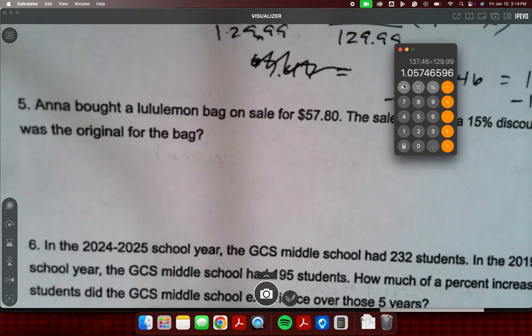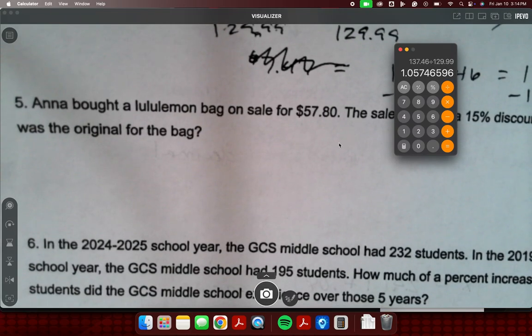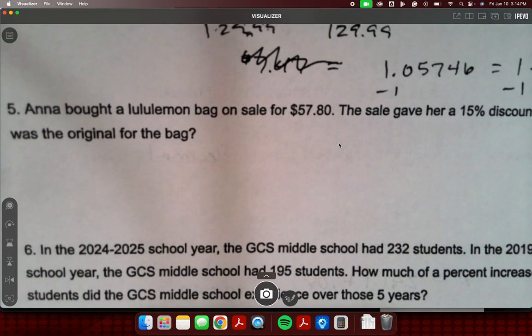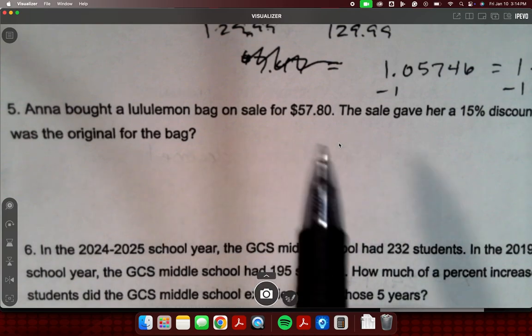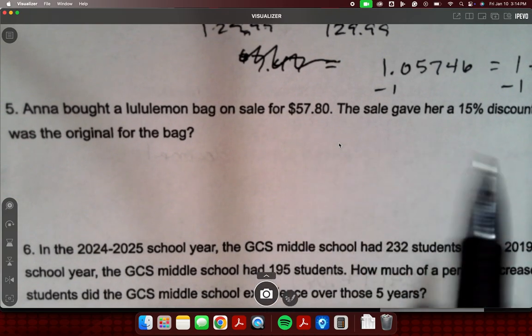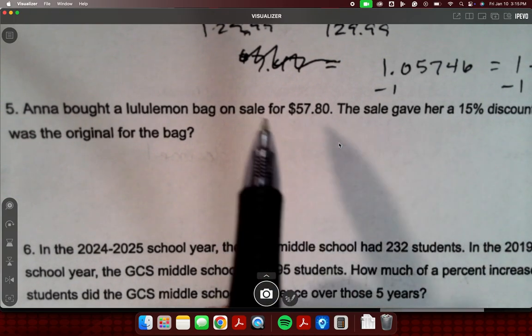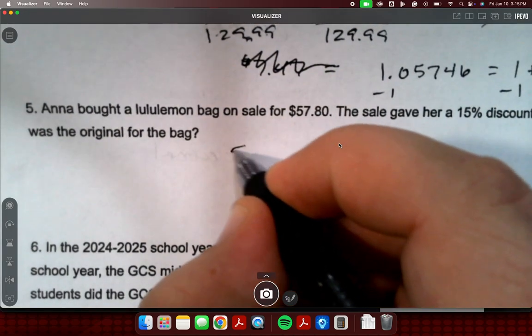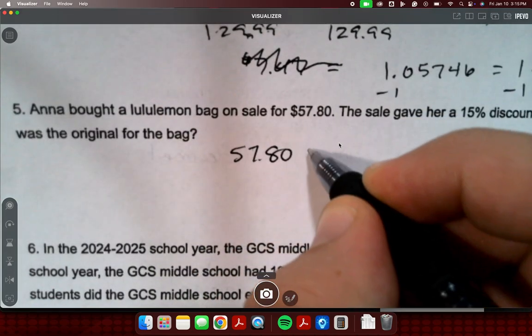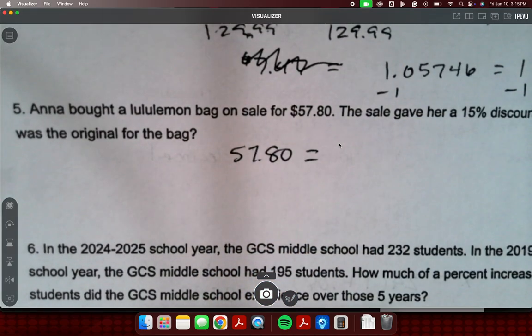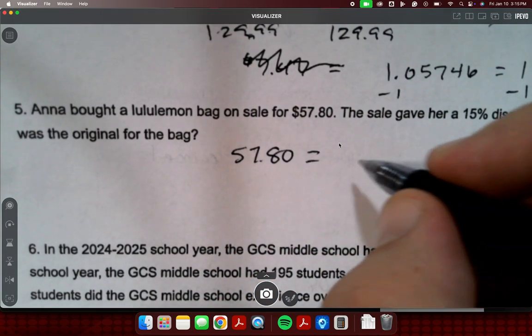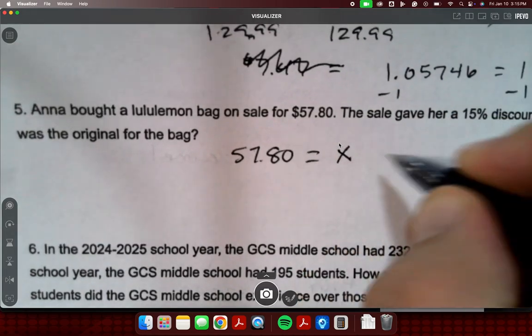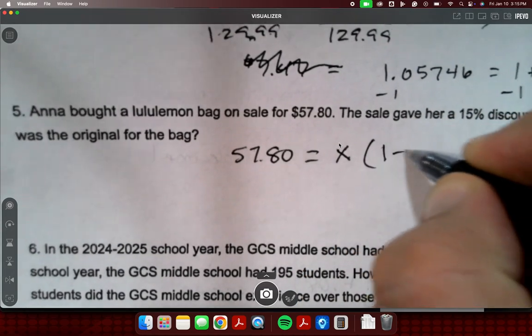Okay, number 5. Anna bought a Lululemon bag on sale for $57.80. So notice, this is the sale price. This means the discount has already been given. So it wasn't a sticker price of $57.80. It was a sale price, new price, for $57.80. The sale gave a 15% discount. Okay, so we don't know what the original price was, but we do know they took 15% off.